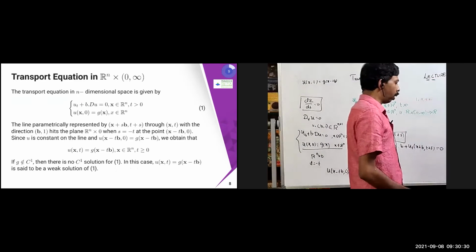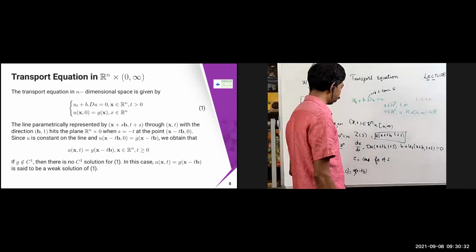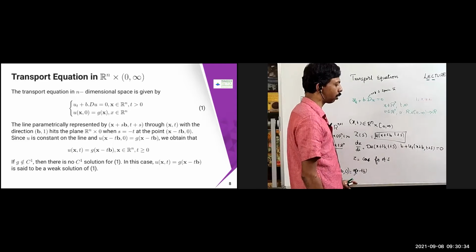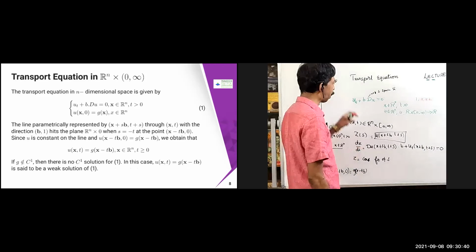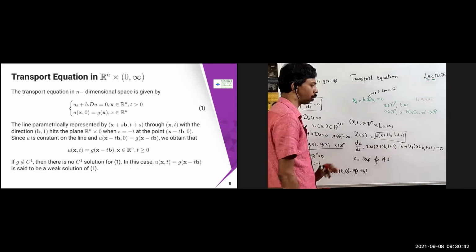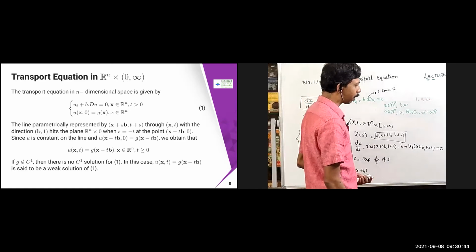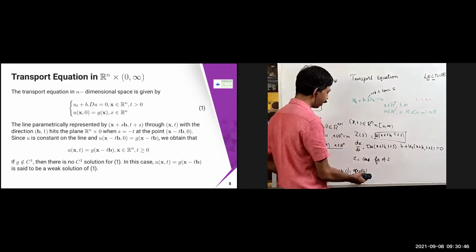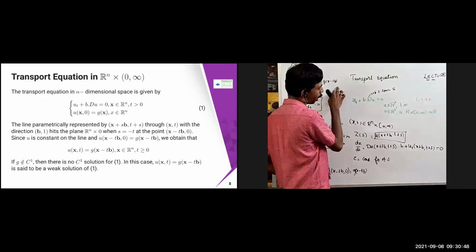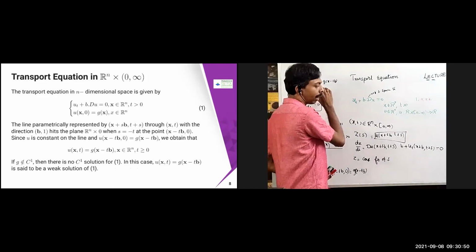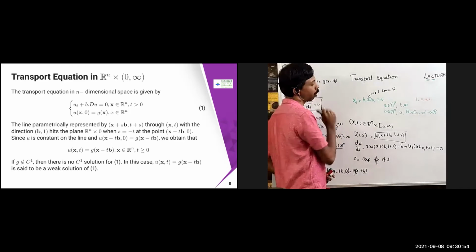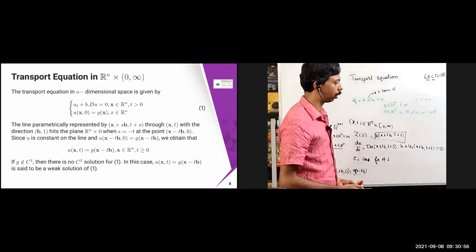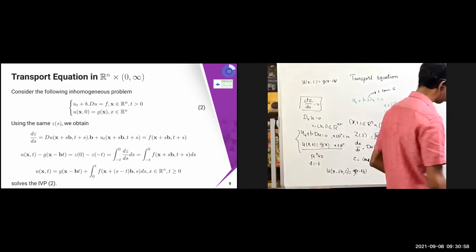If g does not belong to C1, then there is no C1 solution for this problem. In this case you again get the same kind of thing, u of x comma t is g of x minus tb, but it is not a C1 solution. We call it a weak solution. This is called the weak solution.